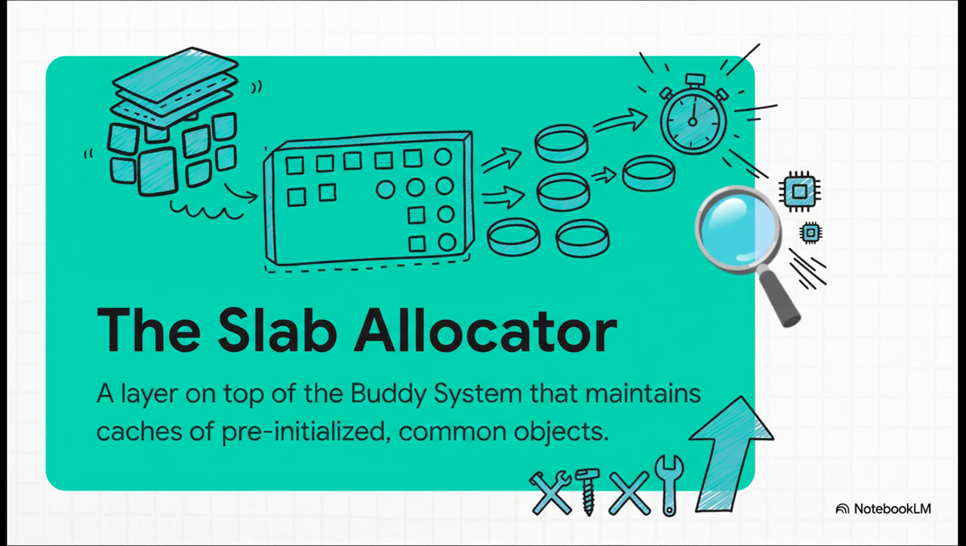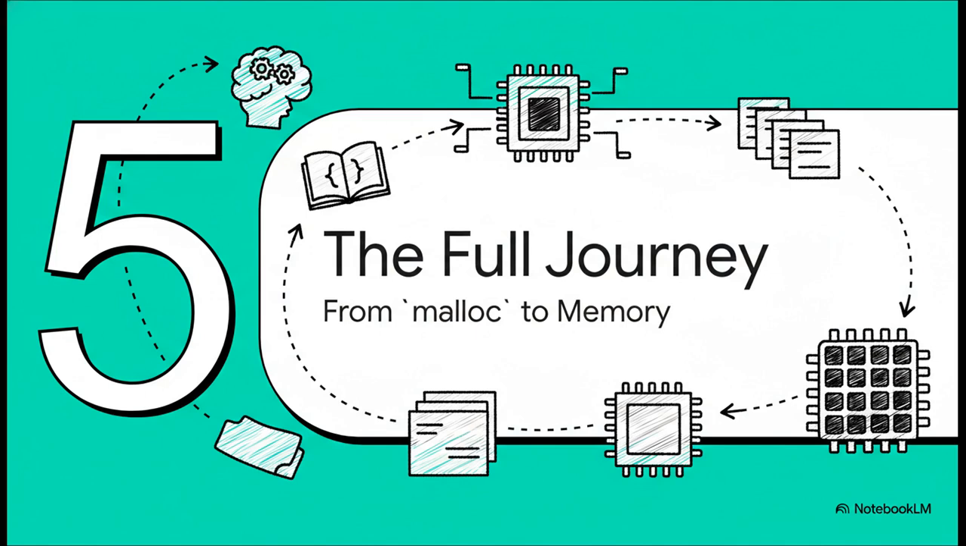So this guy sits right on top of the buddy system. What it does is it asks the buddy system for a big chunk of memory. That's a slab. And then it pre-carves that slab into lots of little perfectly sized, ready-to-go slots for common objects. It's basically a super fast cache for the kernel's own internal stuff. By having these objects pre-initialized and ready to go, it cuts way down on overhead and makes the whole system run a lot faster.